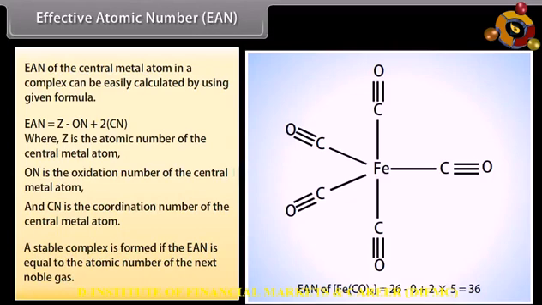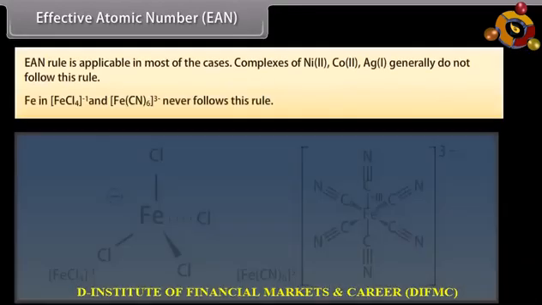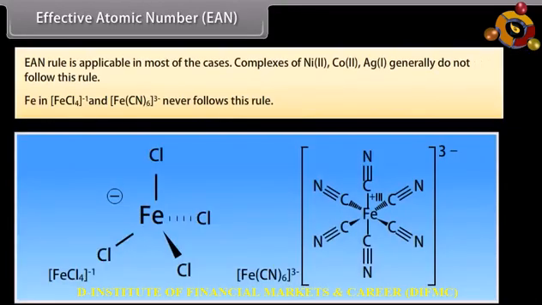For example, EAN of Fe(CO)5 is equal to 26 minus 0 plus 2 into 5, which is equal to 36. EAN rule is applicable in most of the cases. Complexes of Ni2+, Co2+, Ag+ generally do not follow this rule. Fe in [FeCl4]- and [Fe(CN)6]3- never follows this rule.